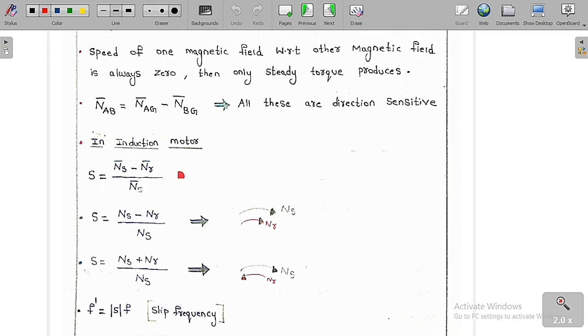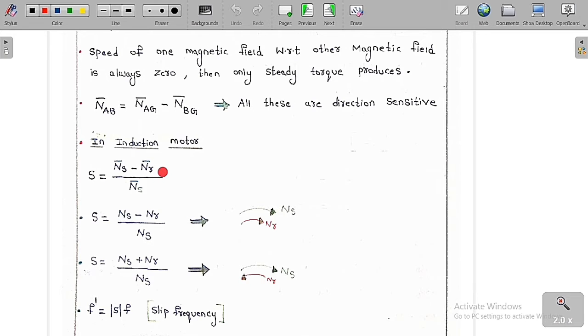So in the induction motor, I have already told you the slip S is equal to (Ns minus Nr) by Ns. Suppose the two vectors are in the same direction, and both are positive; replacing these two positive values, we get (Ns minus Nr) by Ns. But if they are opposite, then what do we have to do? Let me assume this clockwise direction is positive. Ns is positive but Nr is negative.